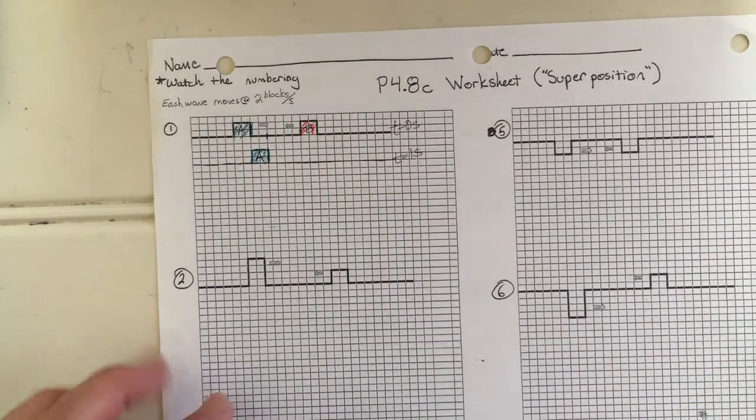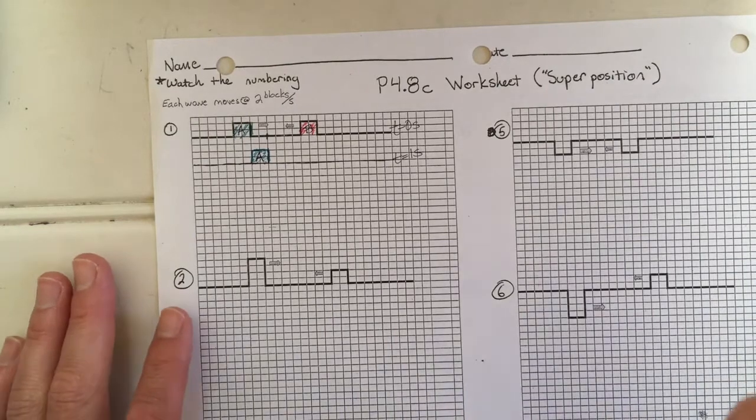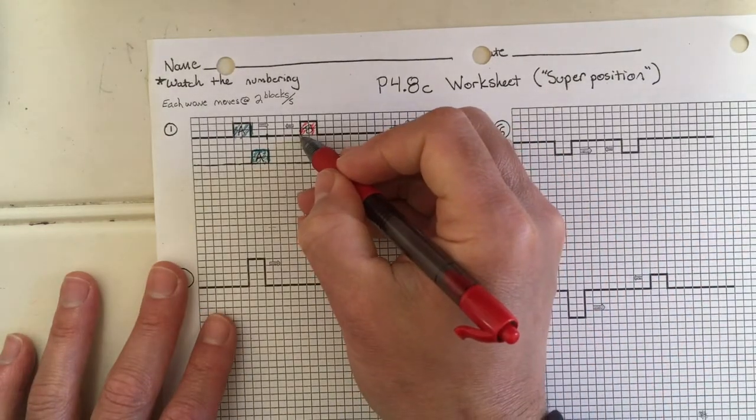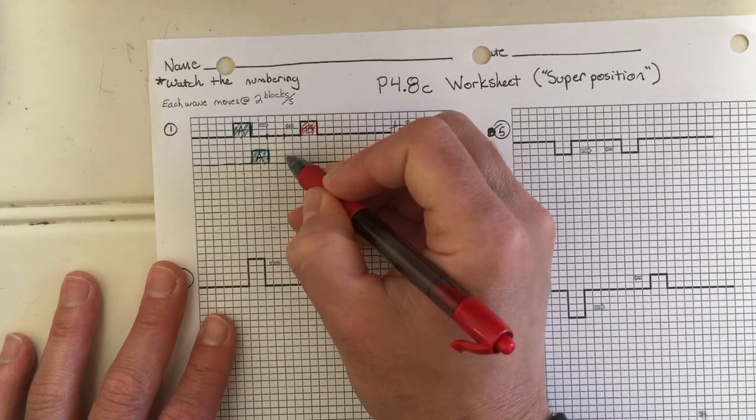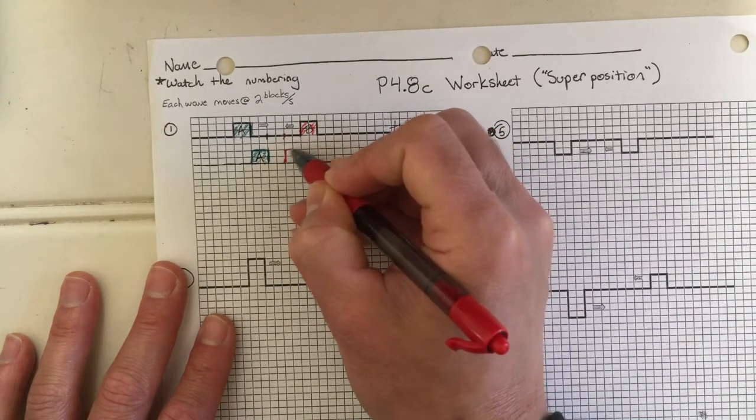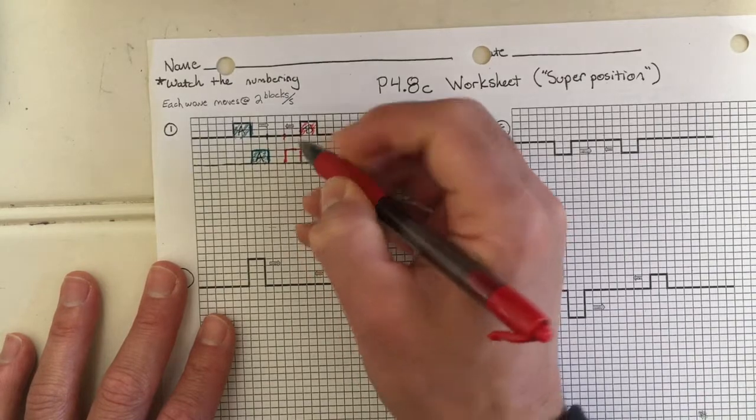Okay, and that's 1 second later. I'm going to do the same thing with the B wave, or the red wave. The front of it's right here. In a second, it's going to go 2 blocks forward to here. So that's where I'm going to make the front of the B wave.